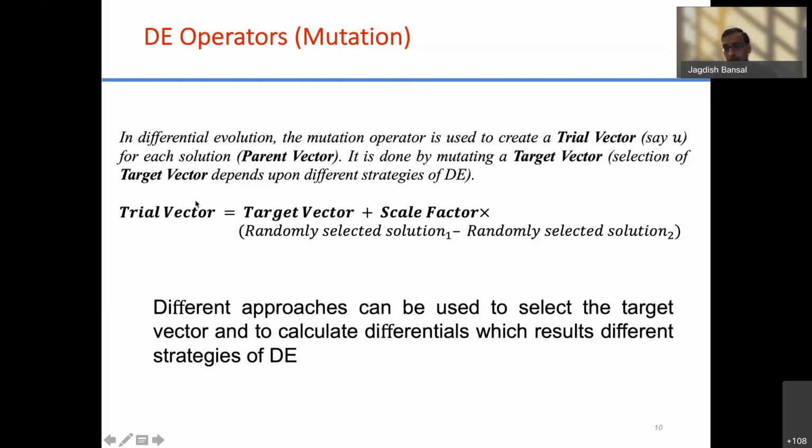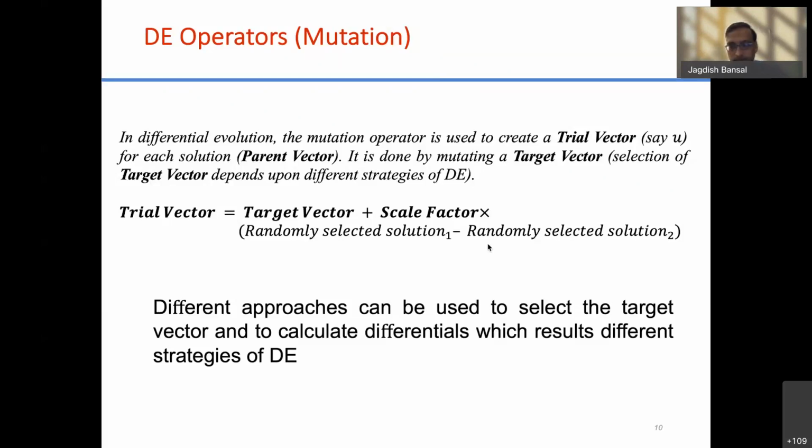So what I said is the trial vector equals the target vector plus a scale factor multiplied by the difference of two randomly selected vectors. Here it is a must to note that all these vectors, the target vector, the parent vector, and these two randomly selected members, so these four vectors must be different. So now I hope you can understand that in order to implement differential evolution, your population size should be minimum 4. This is a very famous question: the minimum population size in differential evolution is 4.